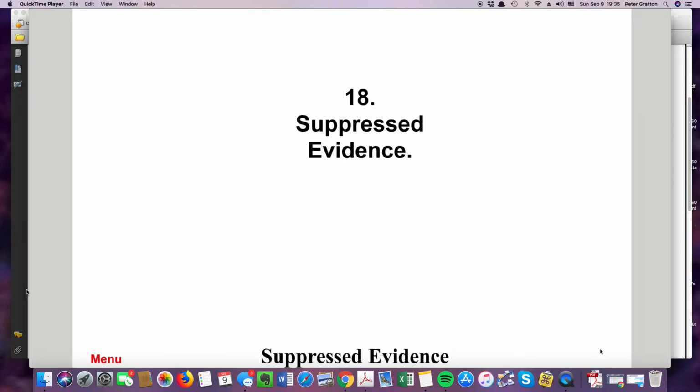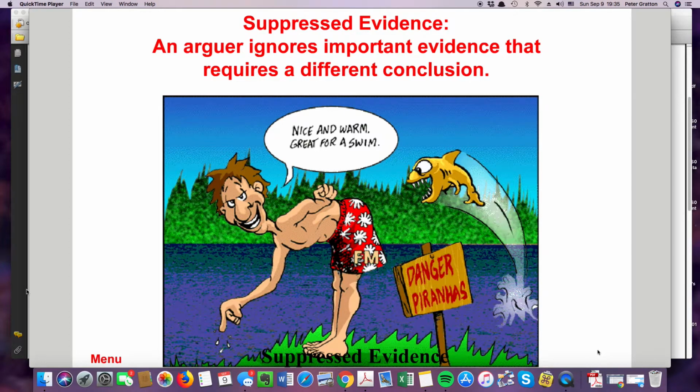Suppressed evidence. Nice and warm, great for a swim, danger, piranhas. Suppressed evidence. An argument ignores important evidence that requires a different conclusion. So we saw this in the first chapter, if you took that in this class, where we said that in order to have a cogent inductive argument, we must make sure there's no evidence that's being left out, right?